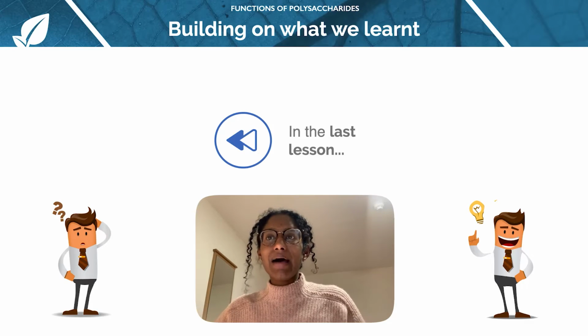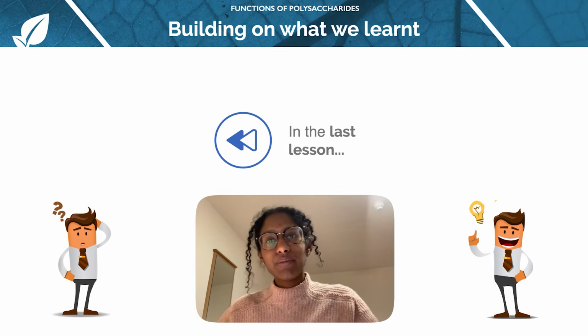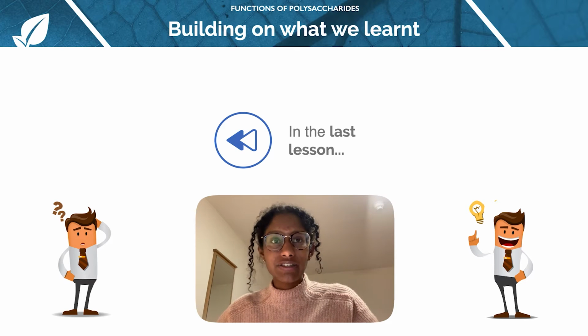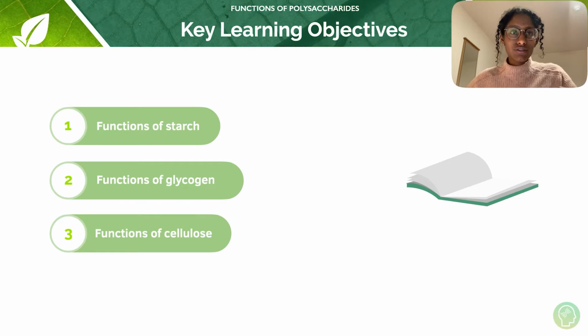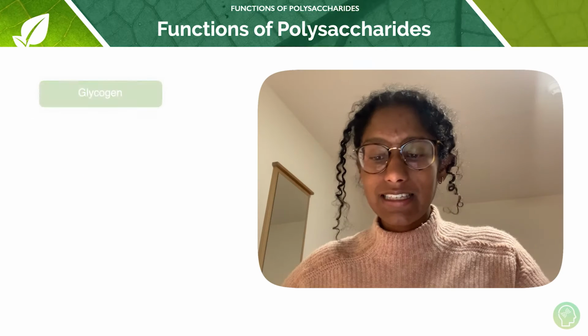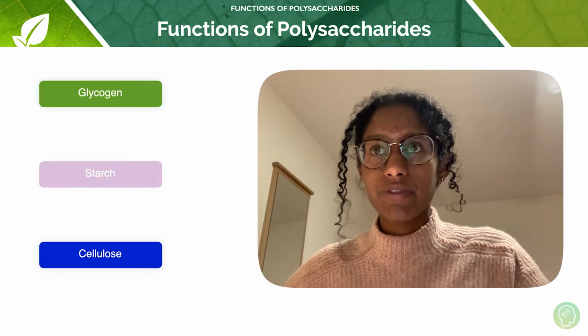So just to recap, in the last lesson we learned that polysaccharides are formed through condensation reactions and are broken down via hydrolysis reactions. You now know that there are three types of polysaccharides: starch, glycogen and cellulose. So in this tutorial, we're going to have a closer look at these three types of polysaccharides, so starch, then glycogen and cellulose. So let's get started without further ado.